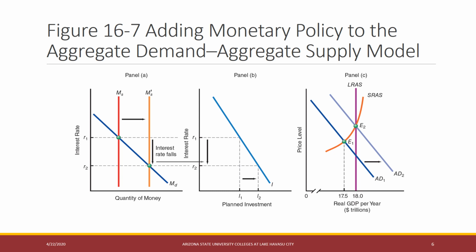At this rate of interest, we see from the plant investment schedule given in panel B that the quantity of plant investment demanded per year will be I1. After the shift in the money supply to MS, the resulting increase in the investment from I1 to I2 shifts the aggregate demand curve in panel C outward from AD1 to AD2. Equilibrium moves from E1 to E2 at the real GDP of 18 trillion per year.